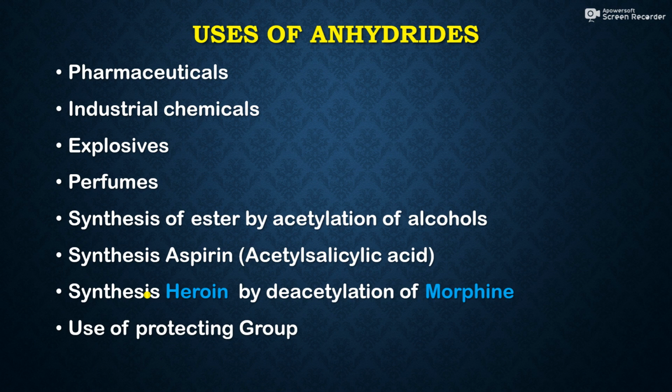I have just mentioned another use, that is a protecting group. Anhydrides are also used for protection of alcohols and amines. Such types of groups can be protected, or it may be used in phenols also. All types of phenols can be protected, or all types of OH groups are protected by using acetic anhydride.